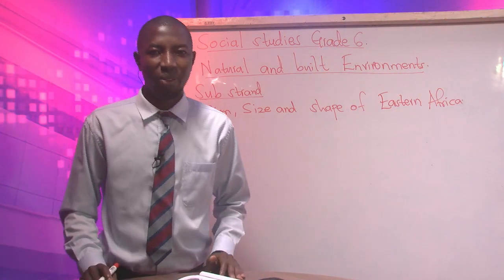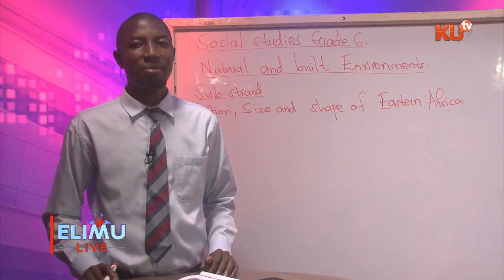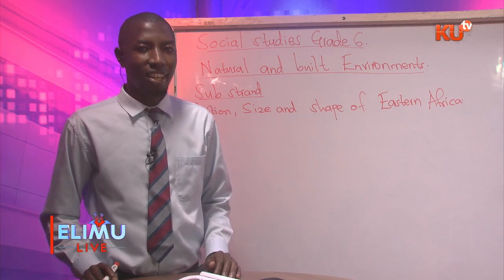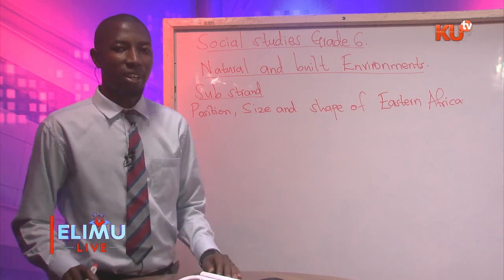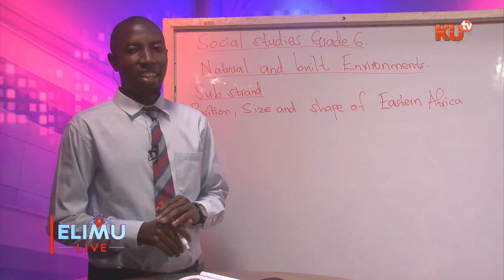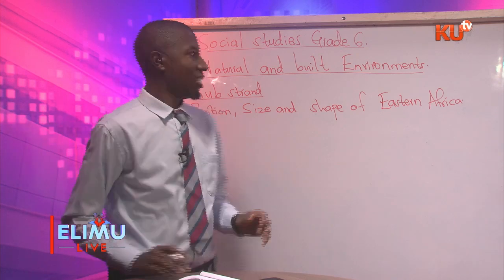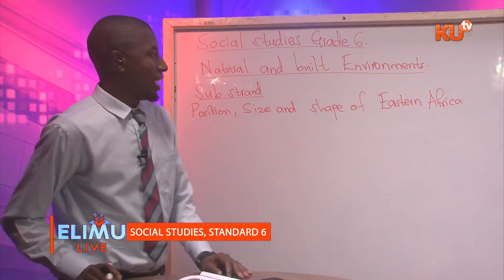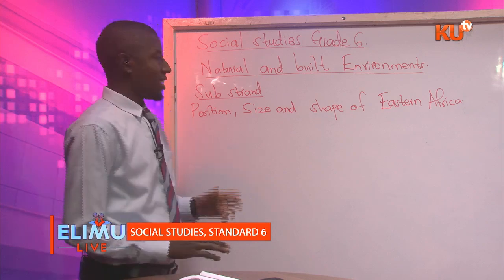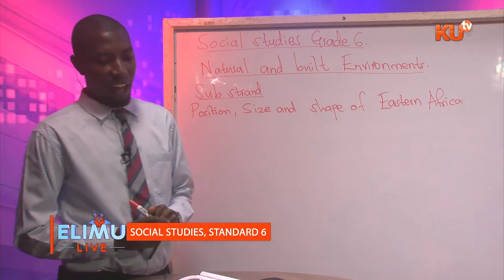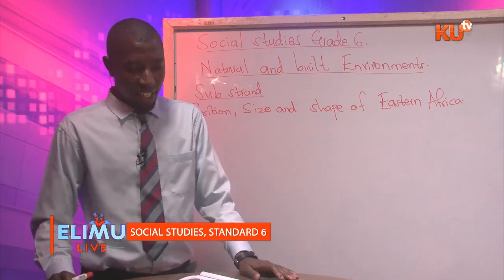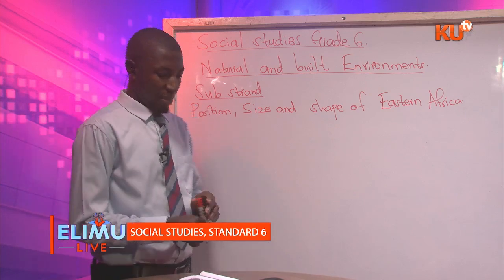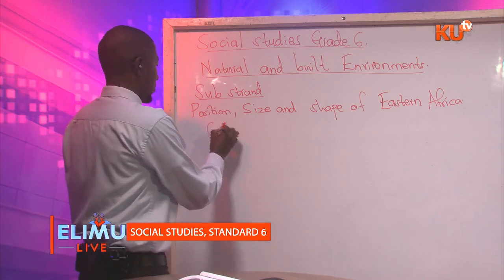Good morning, all our viewers from wherever you're watching us from, and welcome to today's lesson, Social Studies, Grade 6. Today I'm going to take you through the first topic of Social Studies in the CBC classes, which is Natural and Built Environments. That is our strand. And the substrand is Position, Size, and Shape of Eastern Africa. Now, Eastern Africa is a region which has 11 countries, and I'm going to list the countries of Eastern Africa.